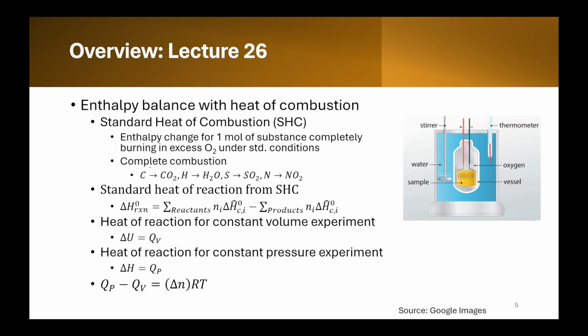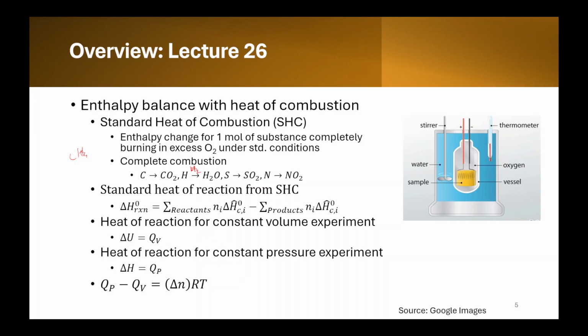Complete combustion involves carbon converting to carbon dioxide. For the hydrogen component, suppose a fuel is only H2: the H2 completely combusts to give water vapor. If the fuel is, suppose, CH4, then all the H in that fuel will be completely converted to H2O. Sulfur completely combusts to sulfur dioxide, and nitrogen to nitrogen dioxide.